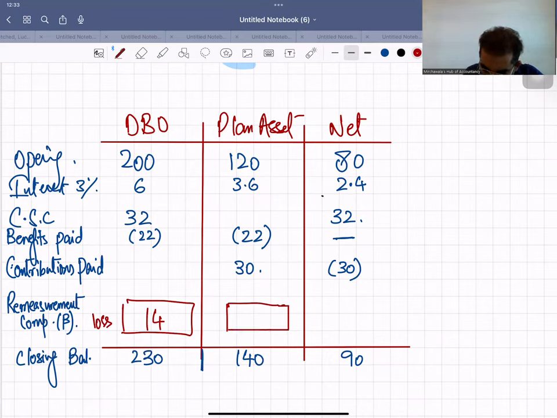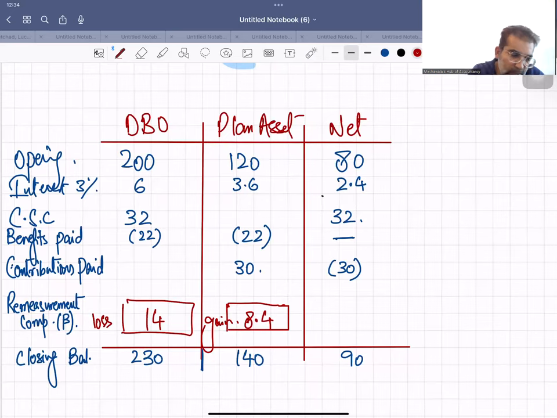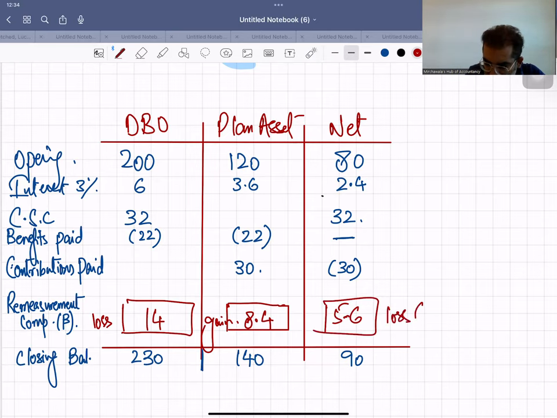Listen, 120, 153.6 minus 22. Okay. Positive number is coming. It's 8.4. This is your gain. Positive number here in the asset account is a gain. So one, you have a loss, 14 loss and 8.4 gain. So loss is more and gain is less. So finally, you have a 5.6. Yes, it's a loss and it will go in OCI.